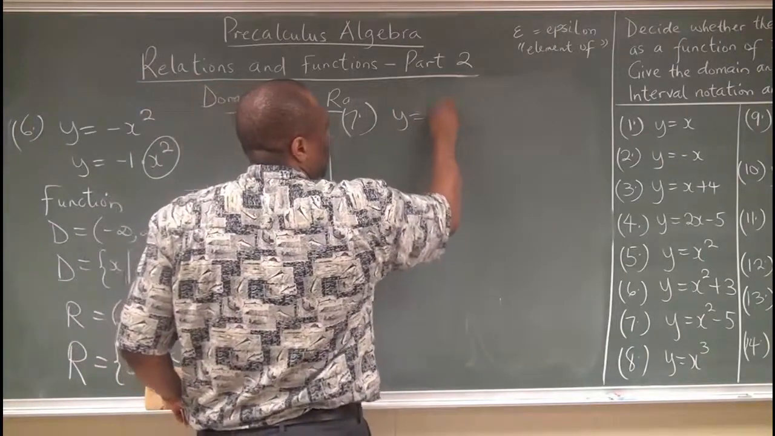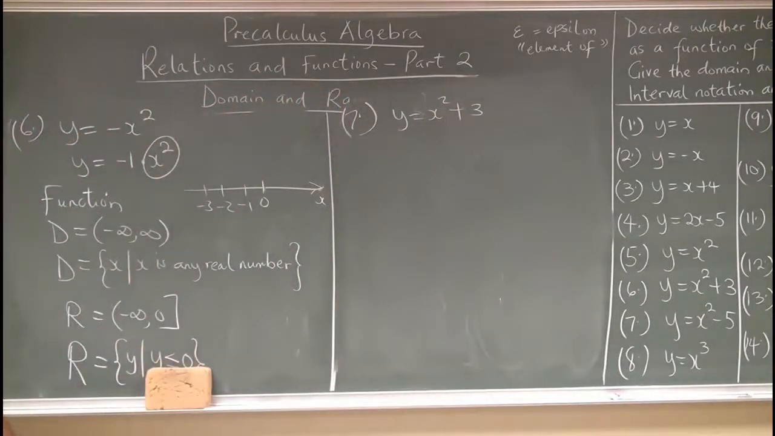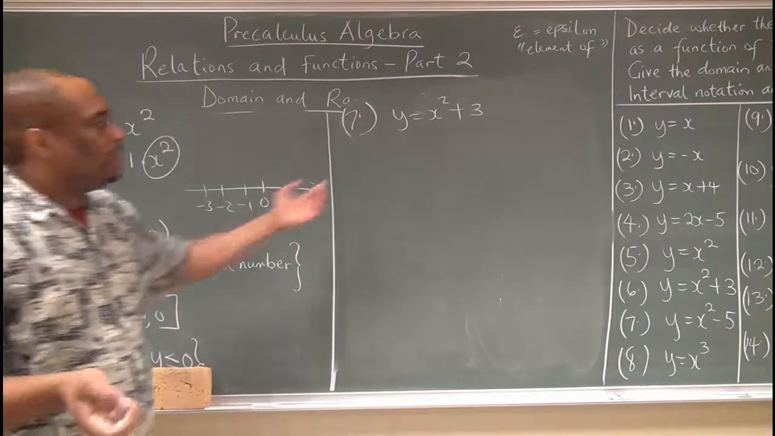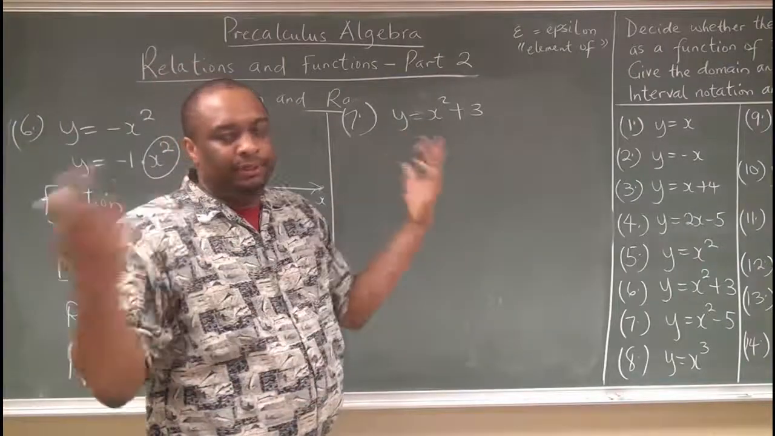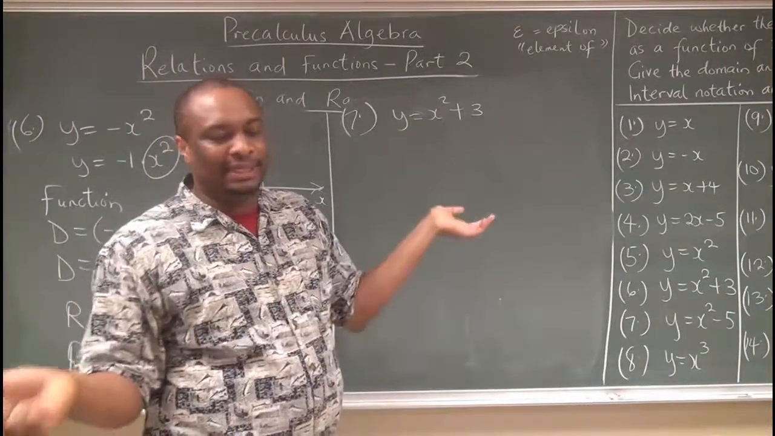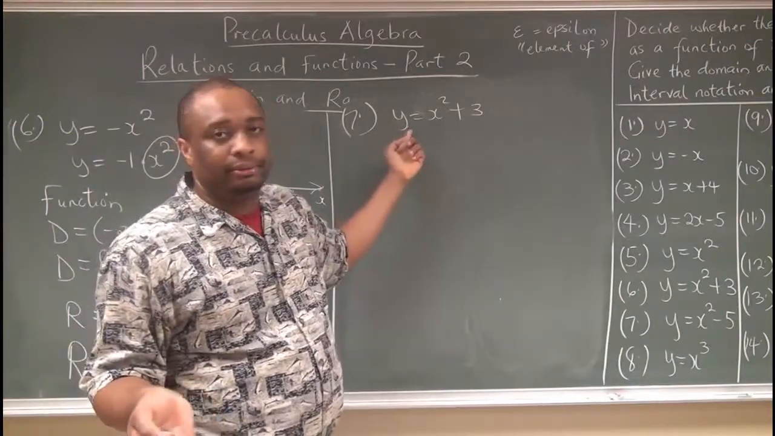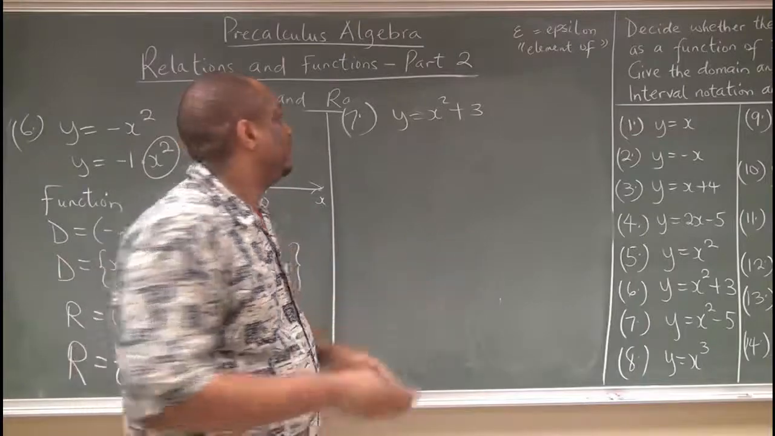y equal to x squared plus 3. So here, y equal to x squared plus 3. So what do you think x could be? Anything. If you put x as anything, you square it, add 3, it will still give you a result. So domain could be anything.